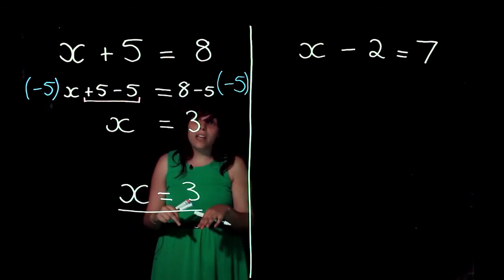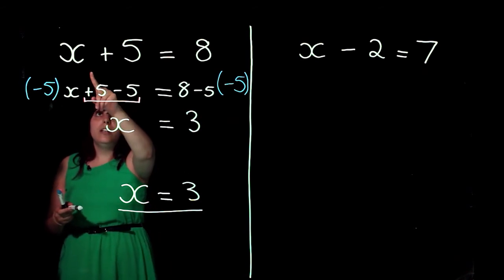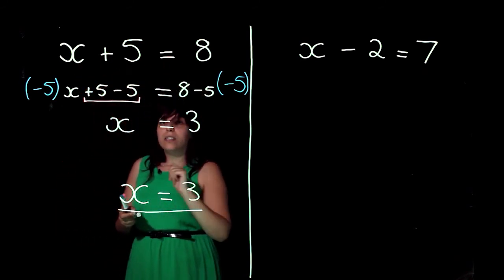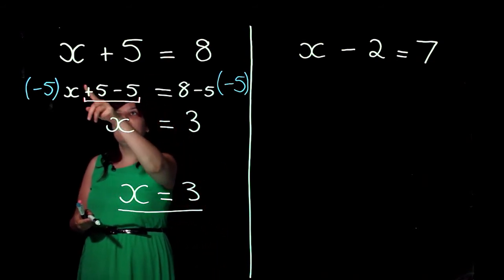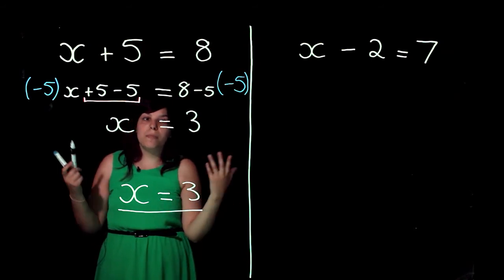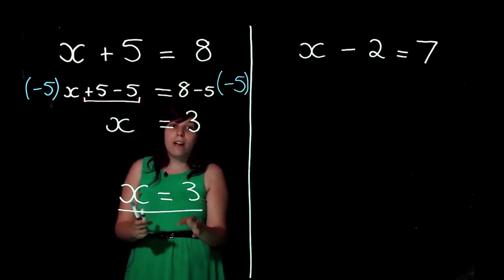Now, if I want to check that, all I need to do is go back to my original equation where I had x plus 5 equals 8. Now I know that x is 3. I'm going to substitute it in. So 3 plus 5 equals 8. Is that right? Yes, it is. So we know that we've solved that linear equation correctly.